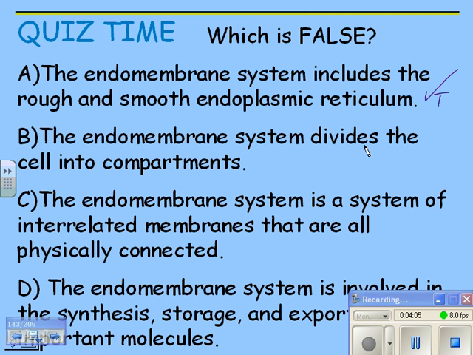The endomembrane system divides the cell into compartments. That's true. You have the compartment of what's inside the ER and a compartment with what's inside the Golgi and a different compartment for what's inside the lysosome. In fact, your cell compartments are super, super important. You don't want the enzymes in the lysosome to be spread throughout the cell or they'll actually kill the cell. So these compartments are a super, super big deal.